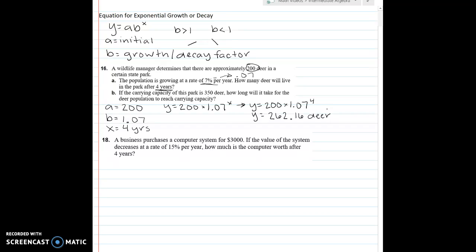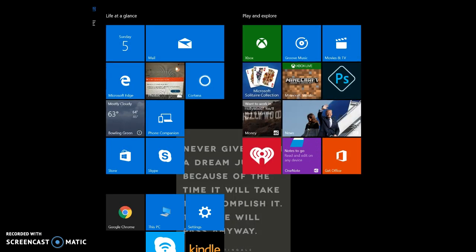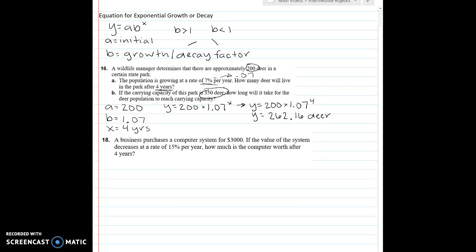Now, in letter B, it says if the carrying capacity of this park is 350 deer. So it's a y value, because y is standing for the number of deer. We want to know how long it's going to take for the deer population to reach carrying capacity. Now, that's going to give us an x value, and so the easiest way to solve this is to go into Desmos, which I have lost altogether. Sorry about this, guys. I'm still new.